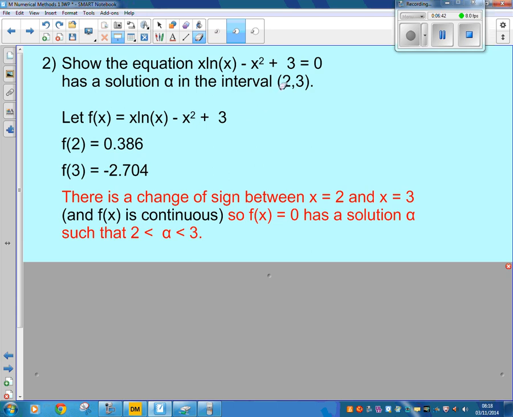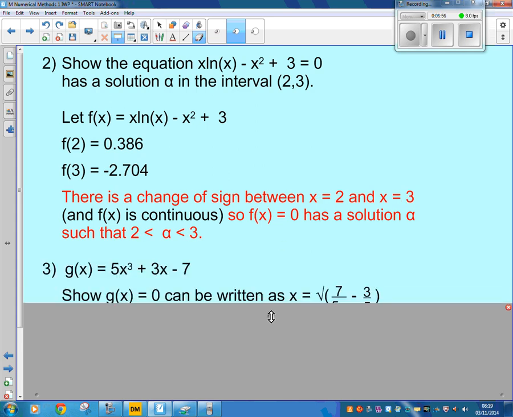Actually write it as an inequality, 2 less than alpha less than 3, and it must be a strict inequality, no equal signs there. 2 less than alpha less than 3. So get used to writing it that way. So you put x equals 2 and x equals 3, put the solution there.